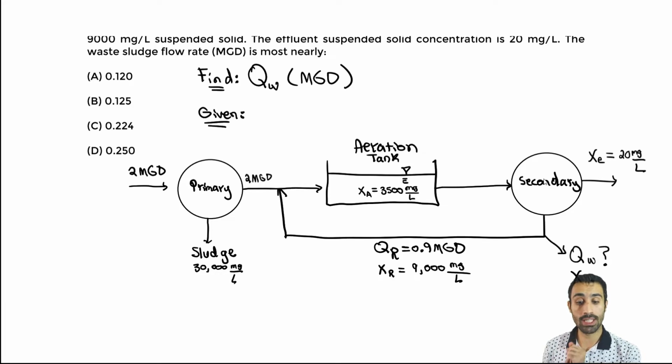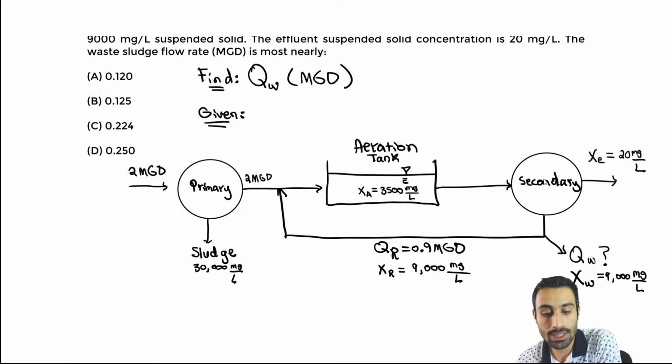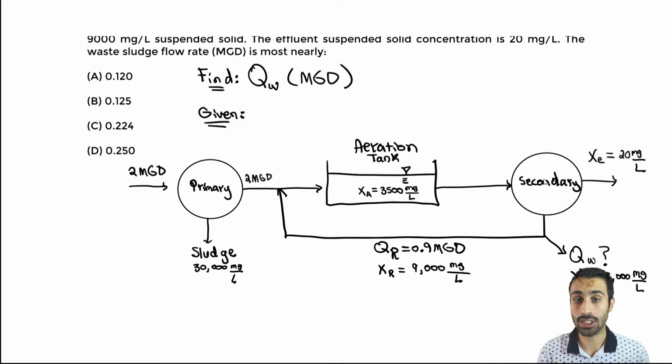So now, what is that going to be? We can get that. We know it gets recycled at XR. Would you agree with me that XR is XW? It is. It's the same concentration. So XW is actually XR. So it should be 9,000 milligram per liter, even though that's not stated. That's something we have to know. So XW is always going to be the same as XR.